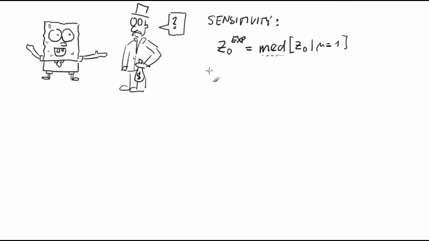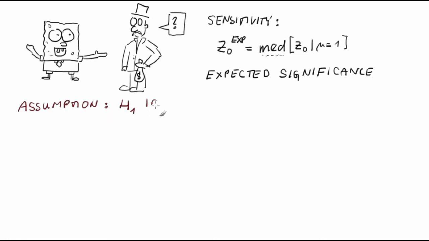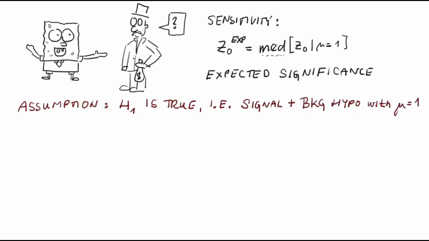Please don't grumble that I call it expected and define it as a median. It's commonly called expected significance, but defining it as a median is a bit more handy. Let's rather explain what this quantity means. For this, we assume that our signal exists and that the signal strength is equal to 1. We derive the distribution of the test statistic for discovery, q0, given this hypothesis.